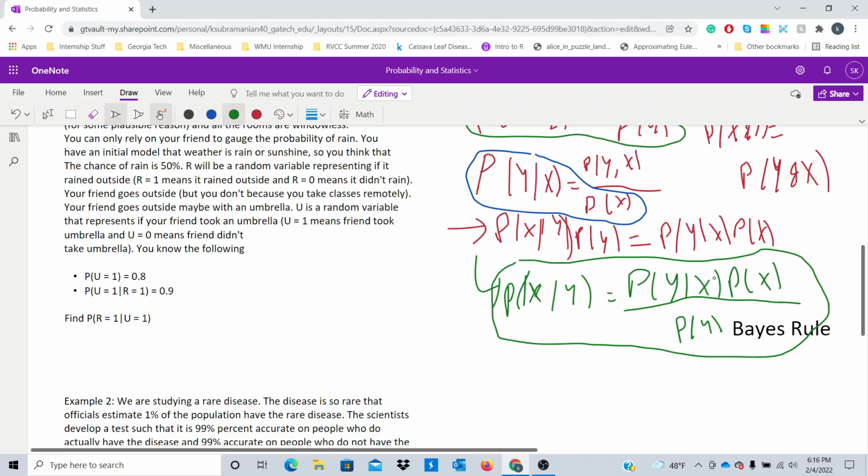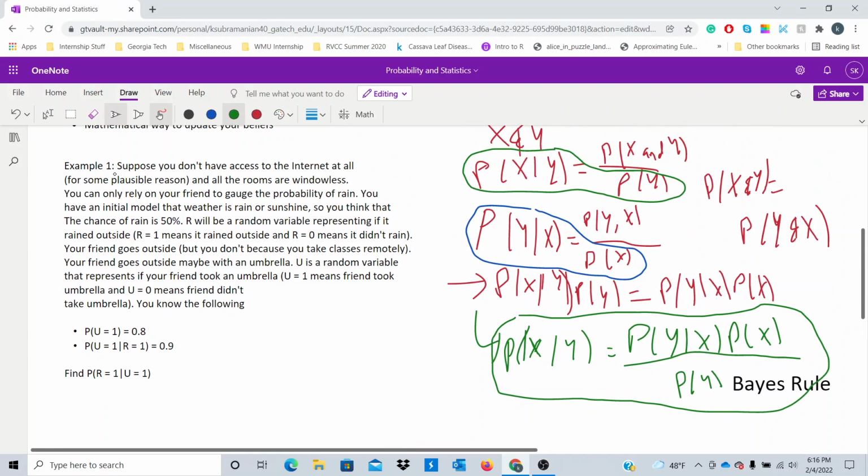That way we build some intuition of how this works, right? All right, so example one. Suppose that you don't have access to the internet at all for some plausible reason, and all the rooms in your house are windowless. And we can only rely on our friend to gauge the probability of rain. Maybe we don't even have a TV or internet or any way to view the weather. So we only use our friend to gauge the probability of rain.